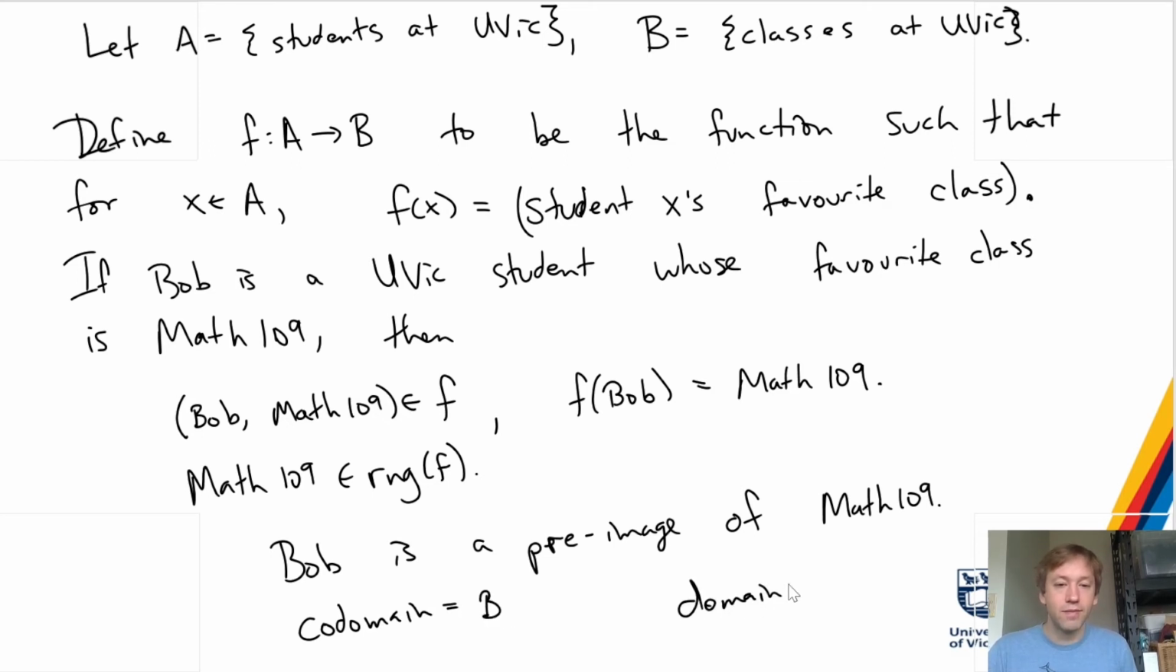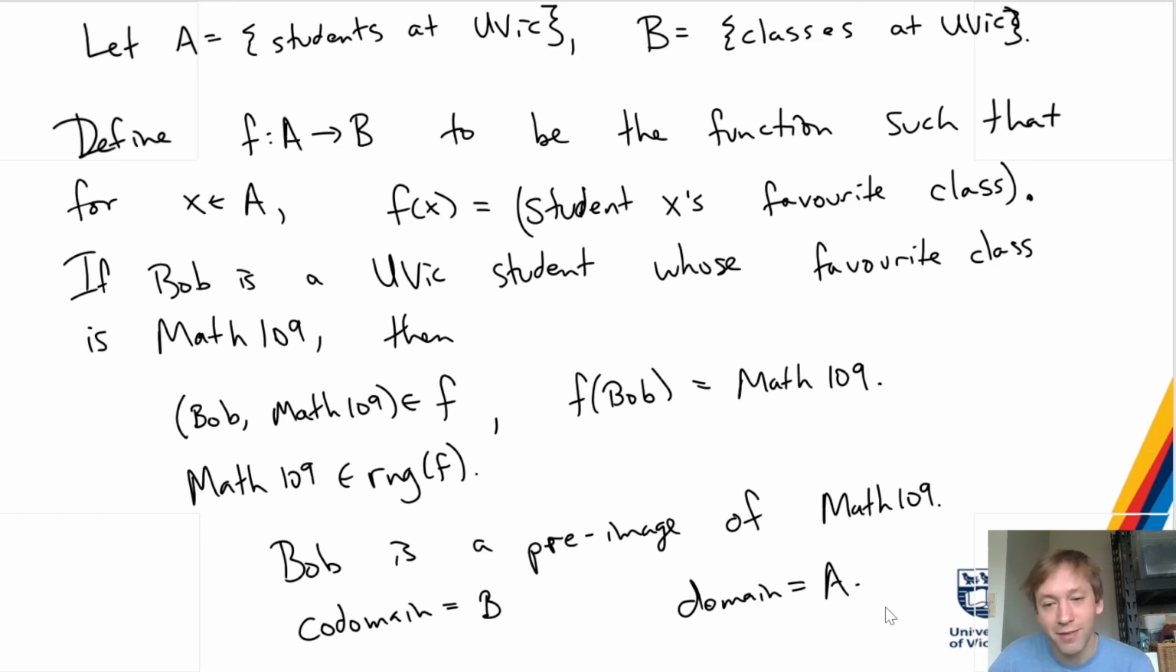Now, to figure out the range, in this case, it's pretty difficult because you have to go through every class. For every class, I want to check: is there a student whose favorite class is that class? If there is, then that class is in the range, and if not, then it's not in the range. So I'm not sure, is Math 122 in the range? If for one of you this is your favorite class, then Math 122 is in the range.